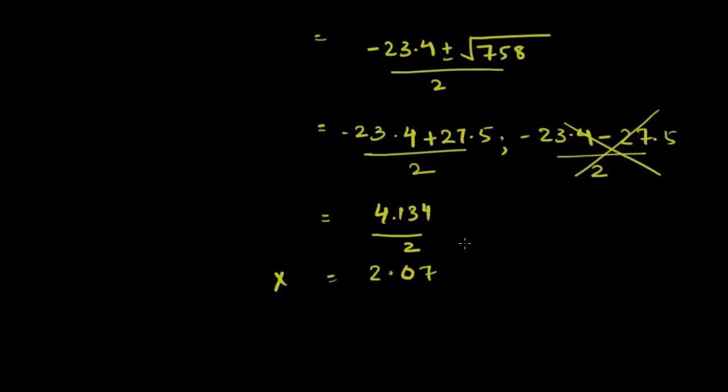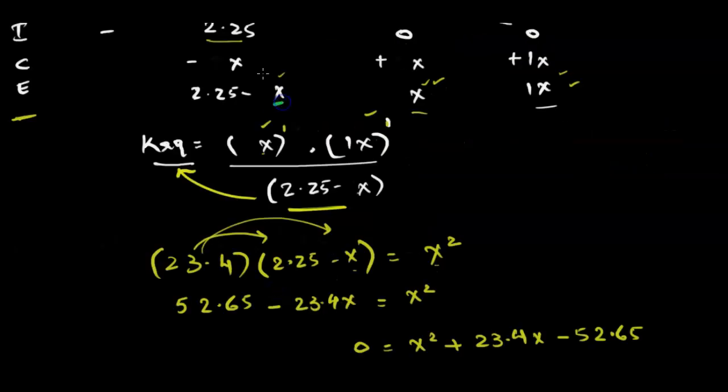This is not yet the concentration. We know the x value we got is 2.07. So 2.25 minus 2.07 is equal to 0.18. Here x is by itself, 2.07. Here also x is by itself, 2.07.